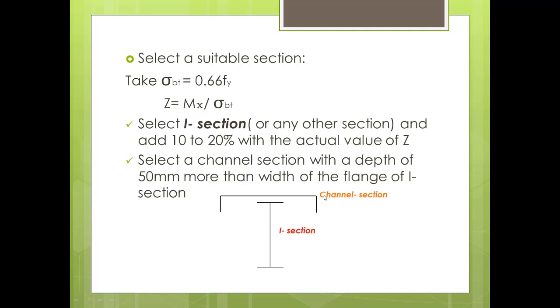Now the depth of the channel section should be more than 250. That is, it should be at least 50 mm more than 250. You have to take at least 300. Maximum you can take more than that also. So the depth of the channel section should be more than 50 mm from the width of the I section, the width of the flange of I section. This is the width of the flange.